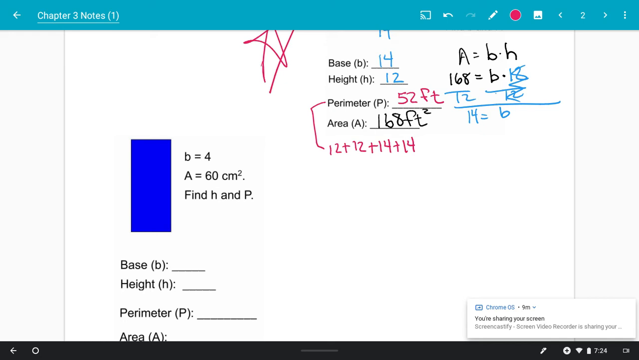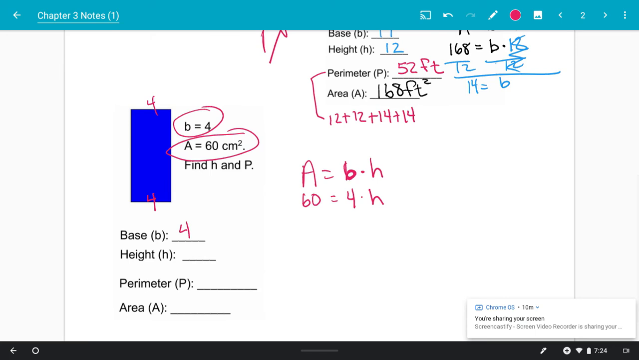They give us area is 60, but we find it by base times height. So we know that A is 60. We know that B is 4. We don't know the H. So we can put 4 and 4 here. Area is 60. We need to know h.